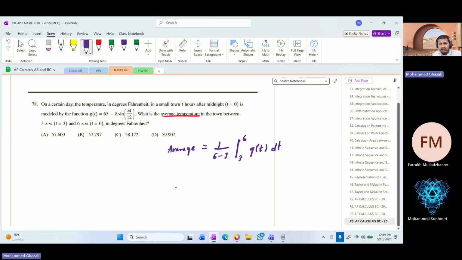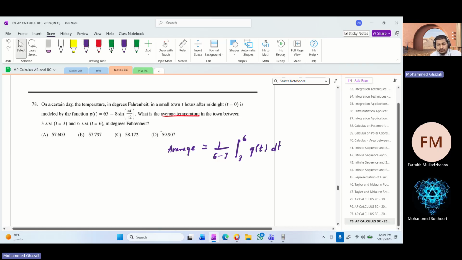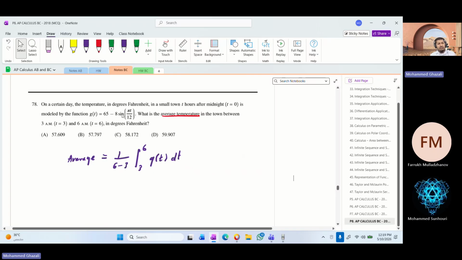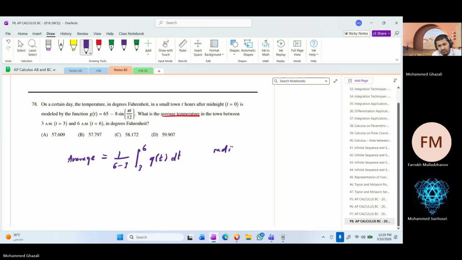Right. Do this on your calculator quickly. Give me the answer. Give me a second. You need to make sure your calculator is on radians because you're dealing with sine. Make sure radians mode. Yeah, always keep your calculator on radians mode.